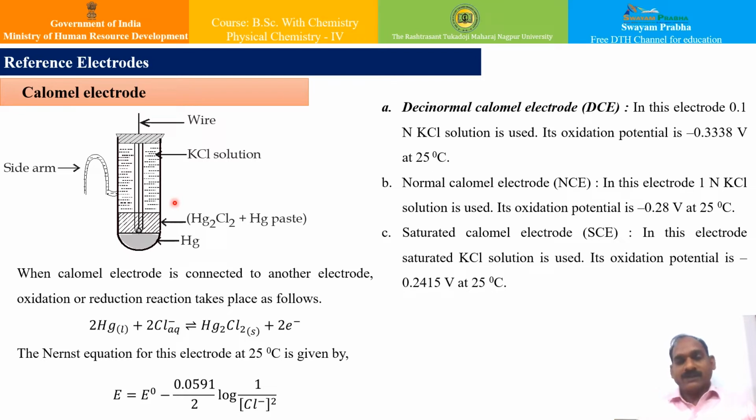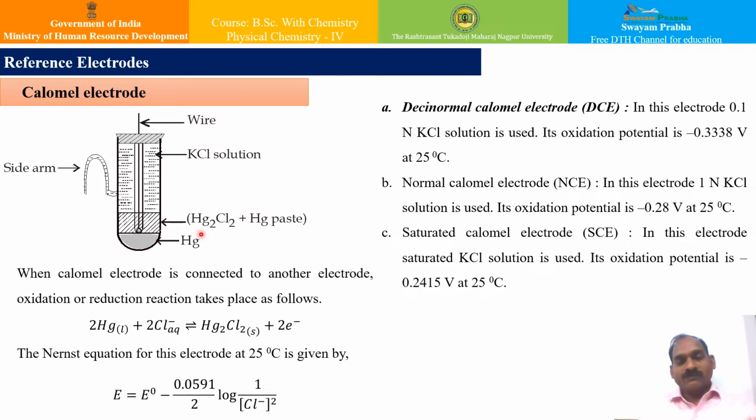Basically, as we have discussed earlier, this calomel electrode consists of a glass tube containing pure mercury at the bottom and a paste of mercury and mercurous chloride. It is called calomel, isn't it? This is mercury, and this is mercurous chloride and mercury.